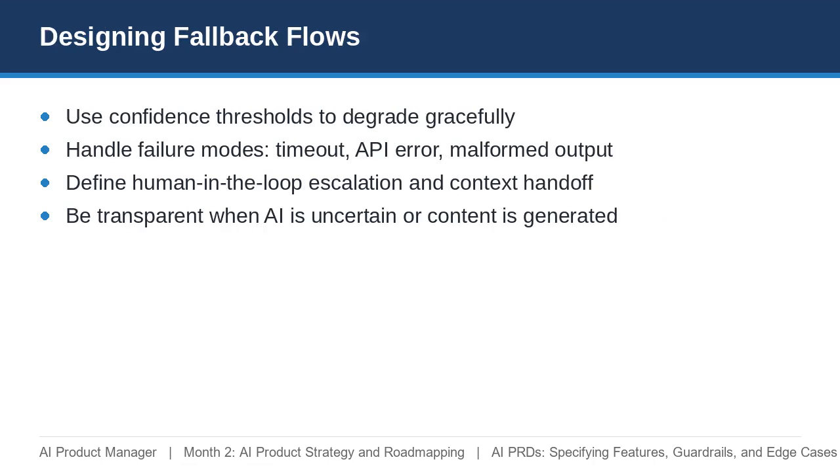AI will be uncertain or fail, so plan for it. Set confidence thresholds. Below them, ask a clarifying question, show uncertainty, or route to a human. Define user-facing behavior for each failure mode: timeouts, API errors, empty outputs. Specify when and how to escalate to a person while preserving context. And be transparent. Tell users when the system is unsure. Never let a confident wrong answer through in a high-stakes flow.